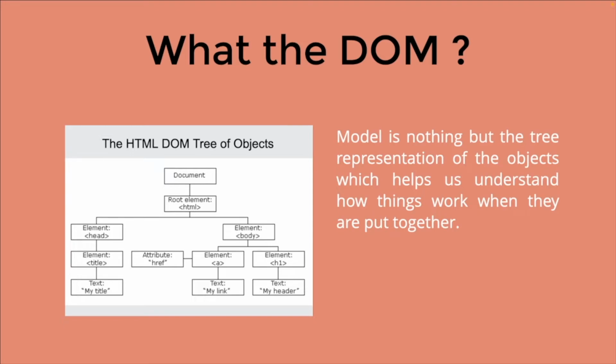So it simply helps us to understand how things work when they are put together. Let's say that we are building a house and we can't simply build the house without any blueprint or map. So that's how exactly the document object model works in order to understand how things work together. We can also do tons of animations, form validations and much more using the DOM.